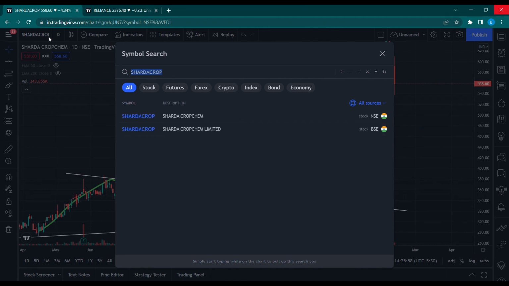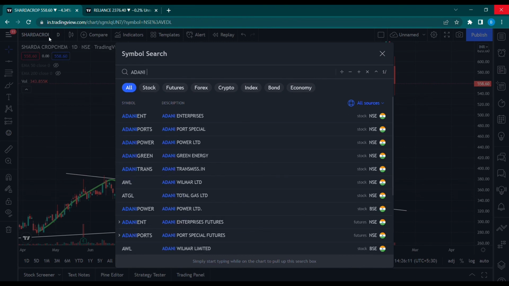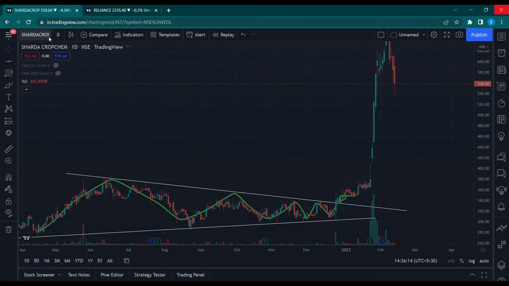I will explain one ascending triangle breakout trade as well. Let me remember it. This was not exactly an ascending triangle breakout trade, but it's pretty similar to it.